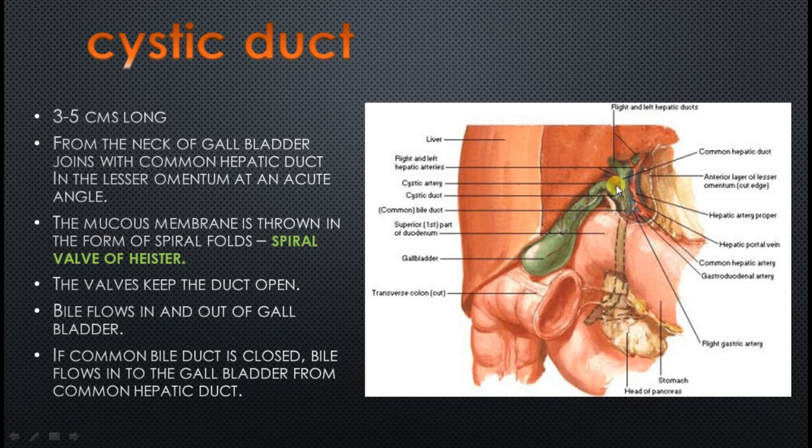So bile flows in and out of the cystic duct. That is what I already told you. Bile flows in when the sphincter here is closed. When the sphincter is open, then bile flows out from the gallbladder. Otherwise, from the hepatic duct, bile flows into the cystic duct and into the gallbladder, mainly if the common bile duct is closed.